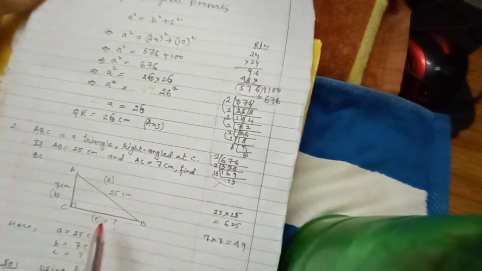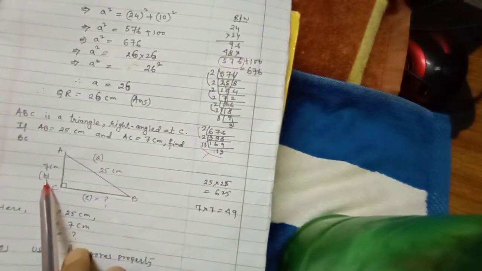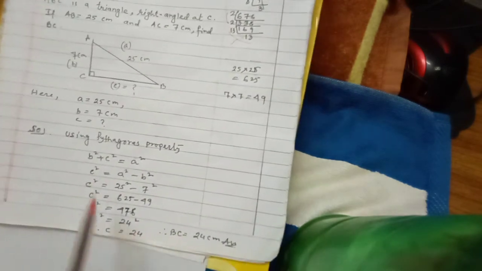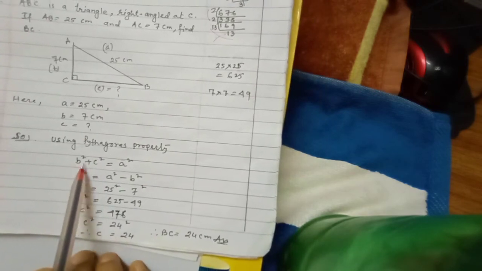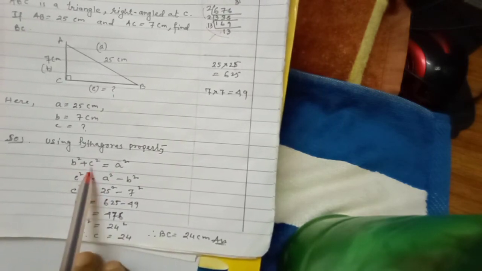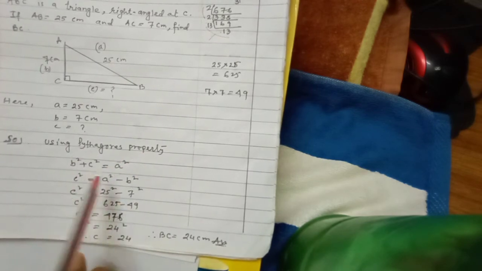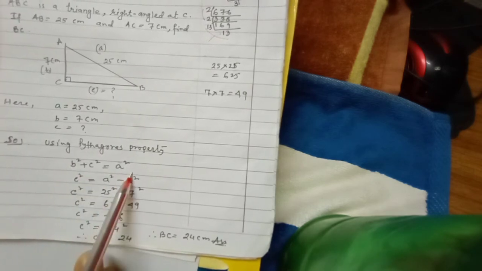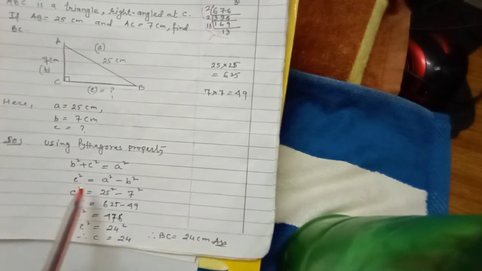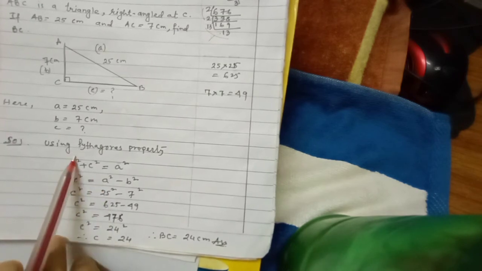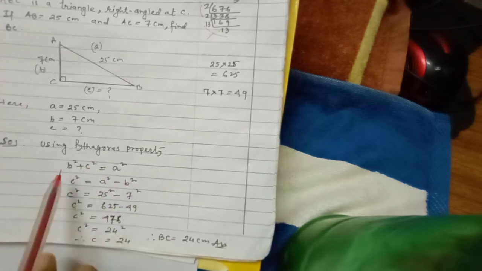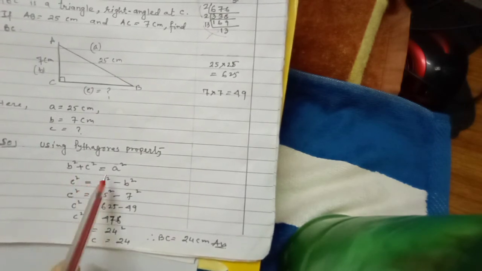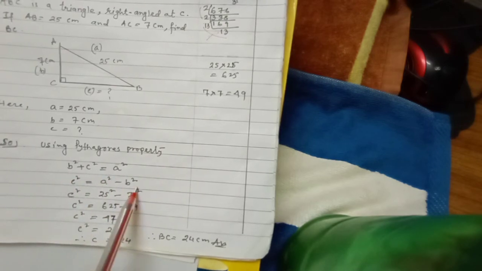So here as A is given, B is given, C is missing. So the unknown side is c. I have written the Pythagoras property: b square plus c square is equal to a square. Same as a square is equal to b square plus c square. Now c square is equal to a square, and this b square by transposing, the sign becomes minus. So c square is equal to a square minus b square by transposing.